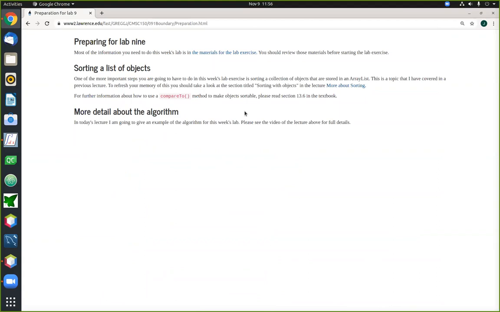One is that there is a section in the textbook that covers this topic, how to actually set up a collection of points so you can sort them. That section in the textbook is section 13.6. And one of the things that I'm going to recommend that you do in between today's lecture and the lab exercise is that you go and read that section in the textbook, because that will give you further information on how to prepare a collection of objects so they can be sorted, and then how you can go ahead and sort those objects.